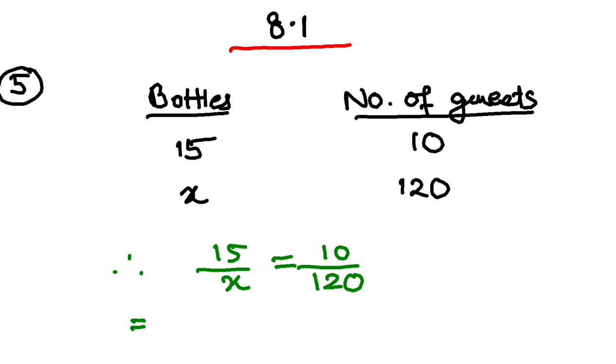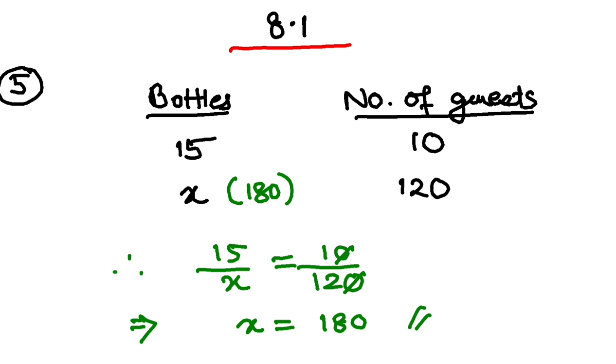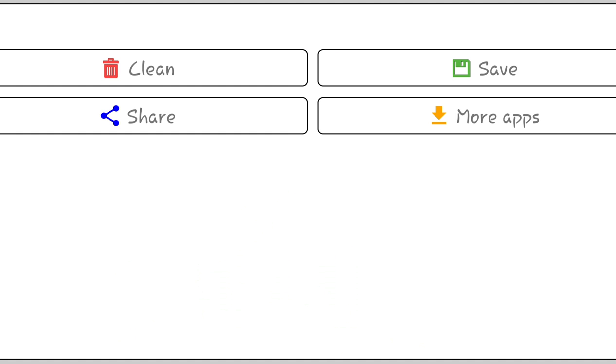Now here are some tricks you have to learn. You can cancel these zeros here. Now cross multiply, x into 1 is x, and 15 into 12 we can do on the side, you will get 180. That means the number of bottles that will be required is 180. Done, that is question number 5. Now let's go to question number 6.